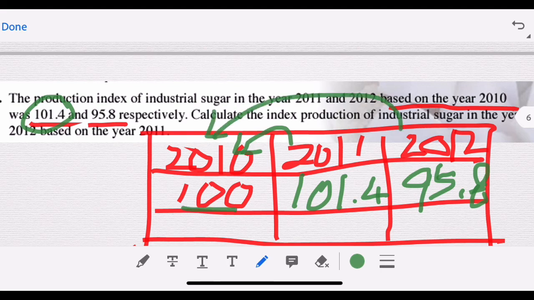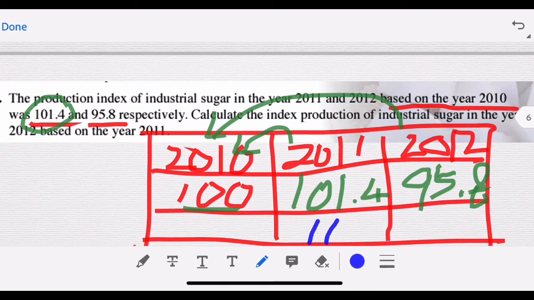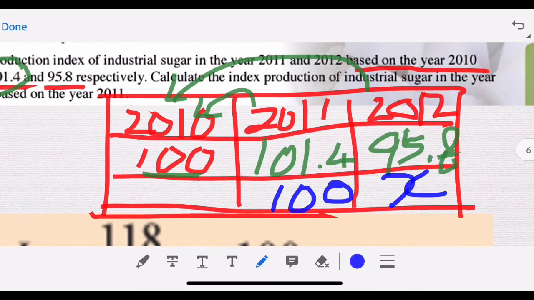Okay, calculate the production of industrial sugar in the year 2012 based on 2011. Okay, 2012 based on 2011, that means 2011 is the base year, right? So I'm going to label that 100, and this one actually I'm not sure about, right? X, unknown. That is the X that I need to solve.